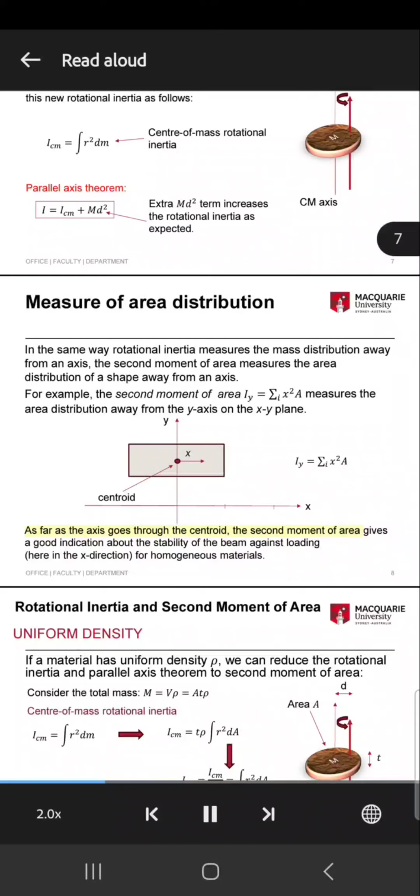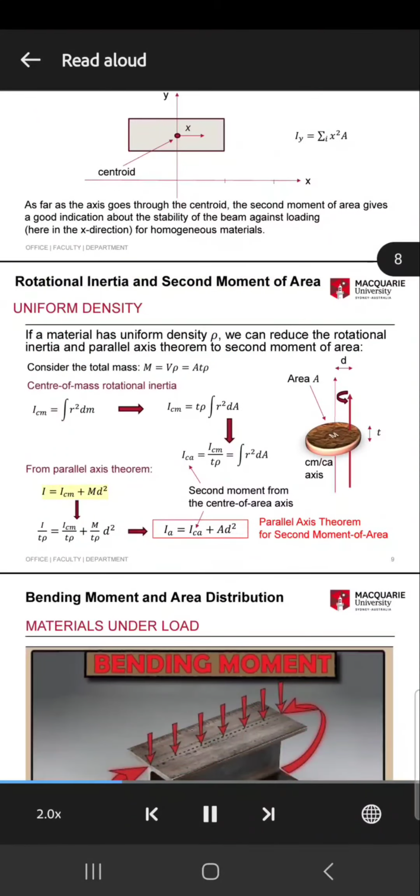Measure area distribution. Centroid. As far as the axis goes to the centroid, the second moment of area gives a good indication about the stability of moving and floating, here in the x direction for homogeneous materials. Uniform density. Rotational inertia and second moment of area. I equals I_cm plus M d squared.